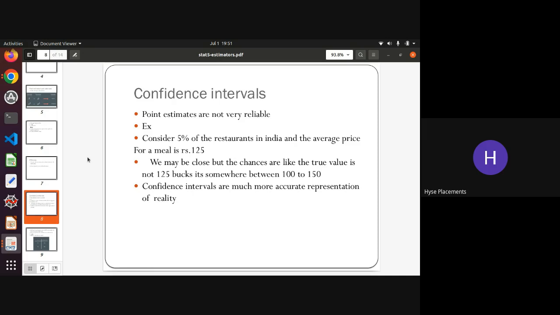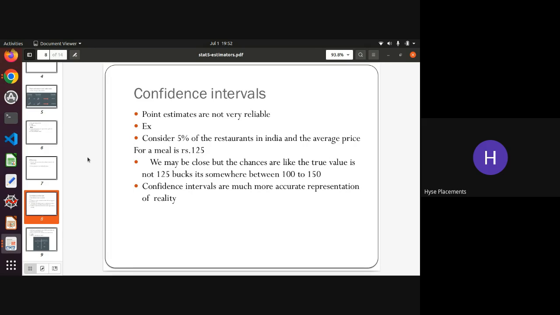Remember, we may be close, but the chances are the true value is not 125 bucks. It might increase from 100 to 150, or it might be less than 125, we don't know. Then what will you do? You'll put the maximum price, 150 rupees, in your pocket. Confidence intervals are a much more accurate representation of reality. Based on the point estimate alone, it's not that reliable, because 475 is the mean you got, but 527 was the actual mean. So that's not good.